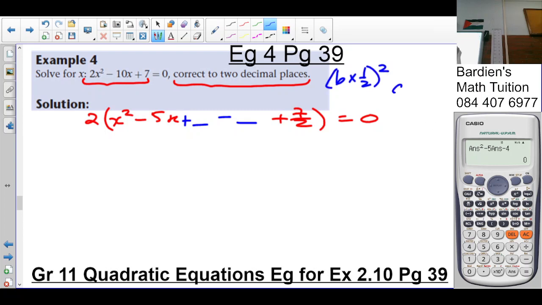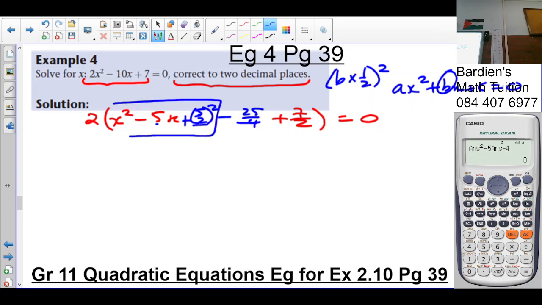Why do I say b? Because in the formula ax squared plus bx plus c is equal to 0 in standard form, b is the coefficient of x. In this case it's 5, and 5 times a half is 5 over 2, squared is 25 over 4. There's my perfect square trinomial.